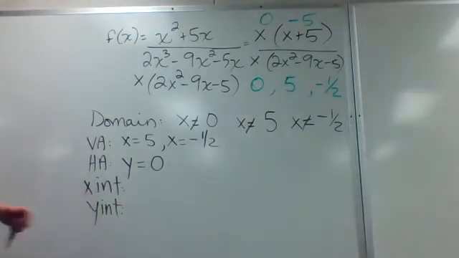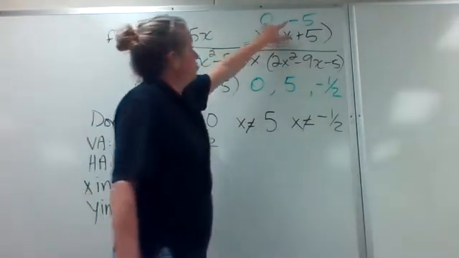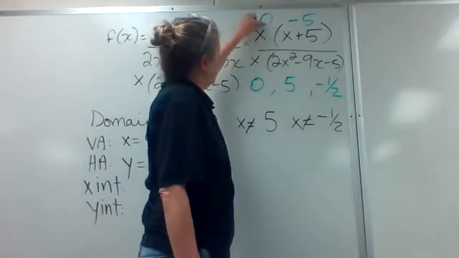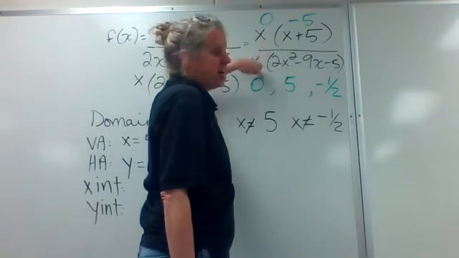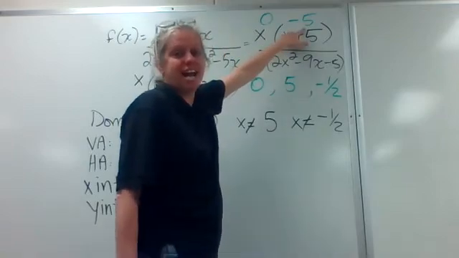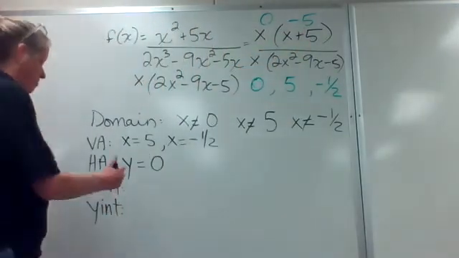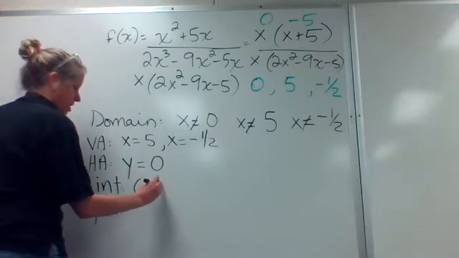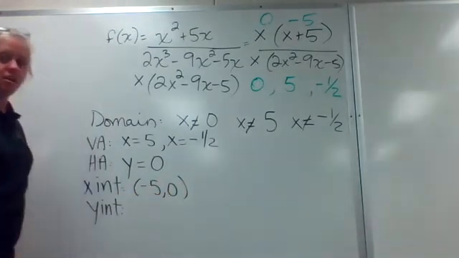The intercepts, x-intercepts. Zeros of the numerator that are not zeros of the denominator. So again, this doesn't make an x-intercept. Your only one is at -5. And you type that as an ordered pair, -5, 0.